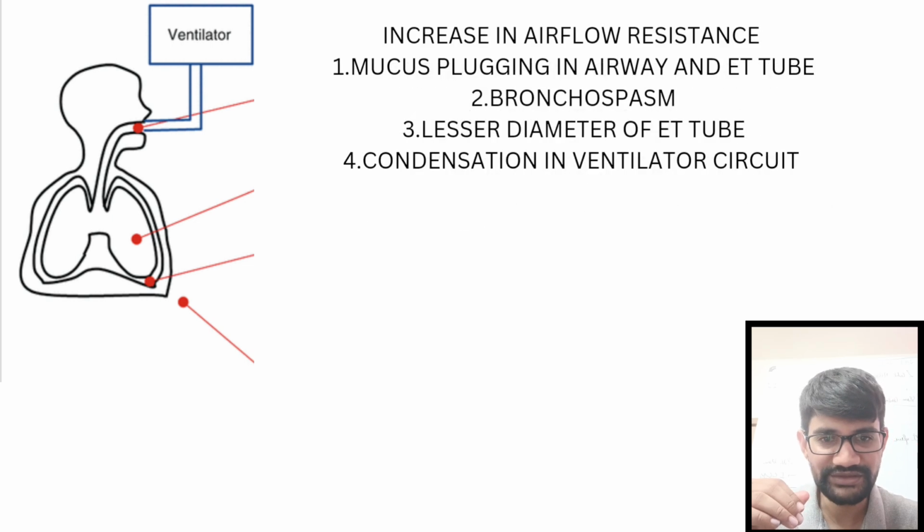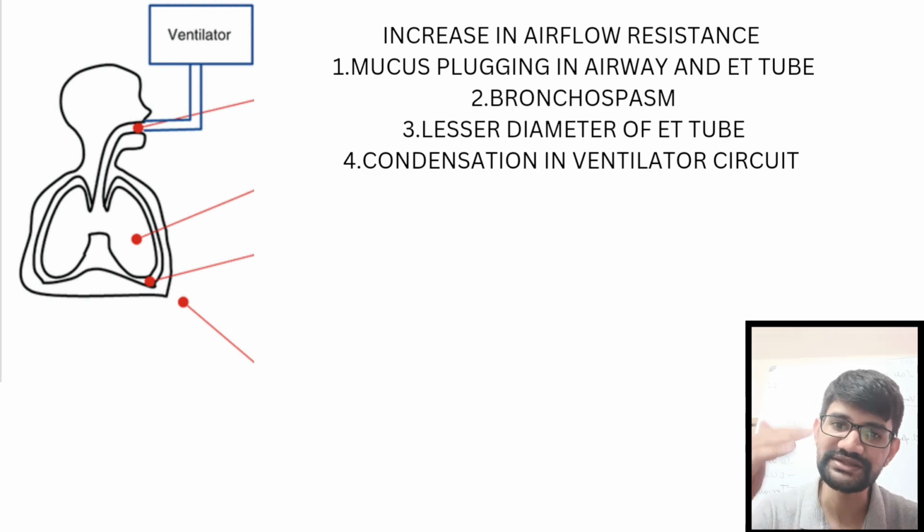So what determines airflow resistance? It is any mucus secretion in the ET tube, or bronchospasm, or excessive condensation of air and water in the ventilator circuit, which narrows the airway diameter and increases the airflow resistance.